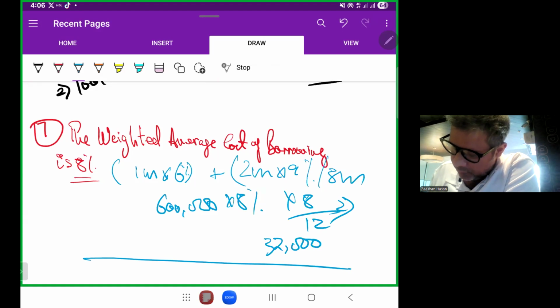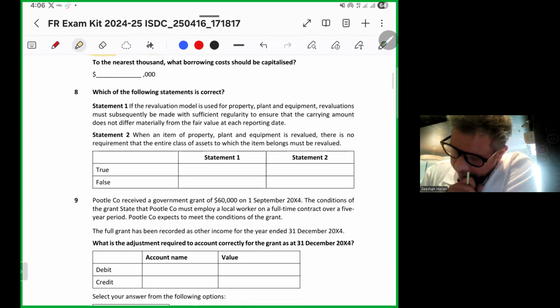Okay. Next, move on. Which of the following statements is correct? Statement one: if the revaluation model is used for property, plant, and equipment, revaluations must subsequently be made with sufficient regularity to ensure that the carrying amount does not differ materially from the fair value at each reporting date. Okay. And when an item of property, plant, and equipment is revalued, there is no requirement that the entire class of asset to which the asset belongs must be revalued. Okay. First statement is correct.